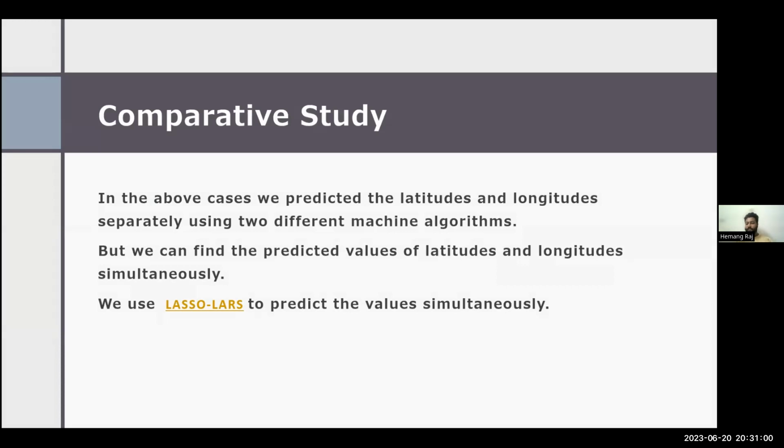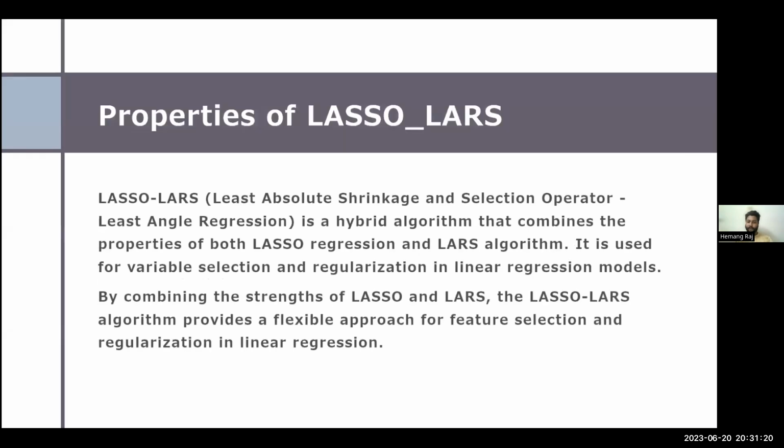For that, I have used the lasso-Lars algorithm. What the lasso-Lars algorithm does is it takes the most important feature of the data, calculates some destination value on that, and again, it takes the second most important feature of the data, again computes the latitude and longitude based on that, and it does that recursively until all the features are completed. This is the property of lasso-Lars, which I have explained now.